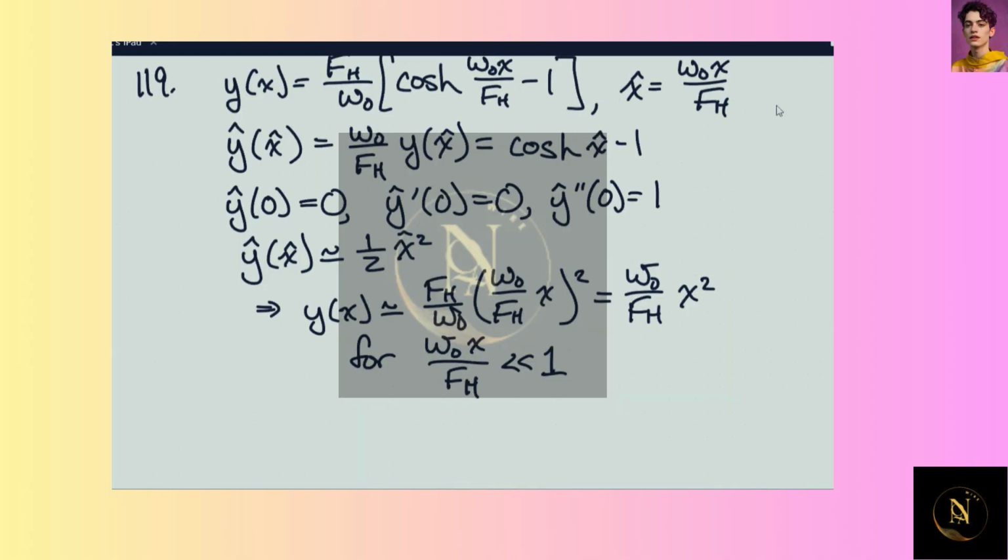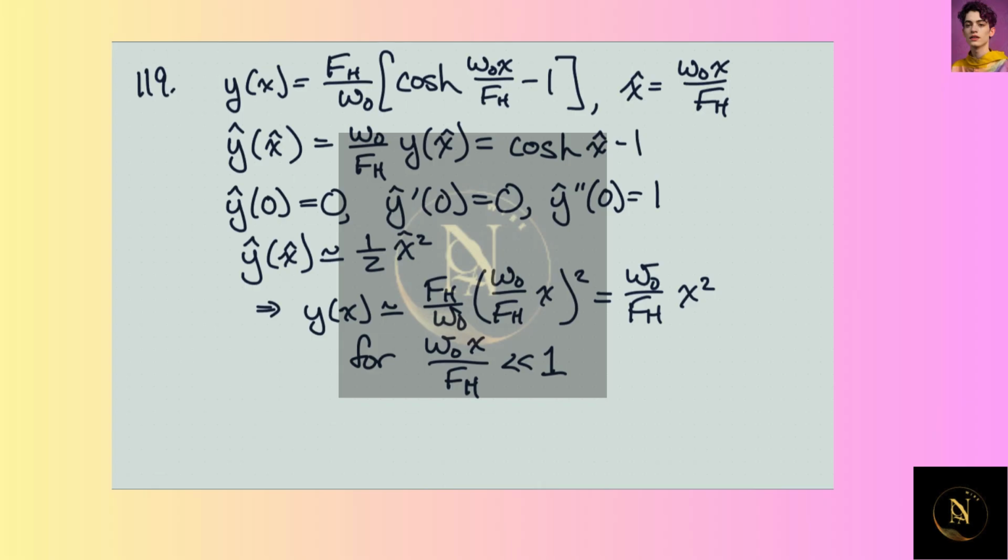So in this problem, we're asked about doing a Taylor series expansion. We have a cable that's sagged between two supports that are at the same height. We have this function that describes the shape of the cable.